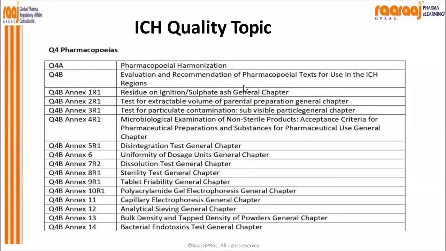Then Q4, ICH Q4 talks about the pharmacopoeia. Correct. So how the pharmacopoeial harmonization takes place, how it evolved, how the recommendation of pharmacopoeial text and for the use in ICH region. Then Q4B, you can see there are so many annexes available for the general chapters. You can see the general chapters for sulfated ash test, acceptable volume, particulate contamination, microbial examination, disintegration, dissolution, uniformity of dosage units, sterility, tablet friability. So many guidances are available.